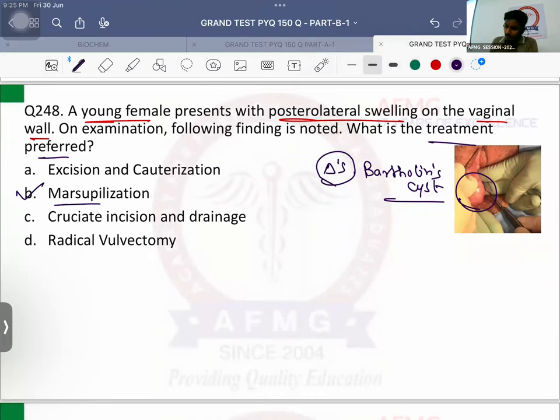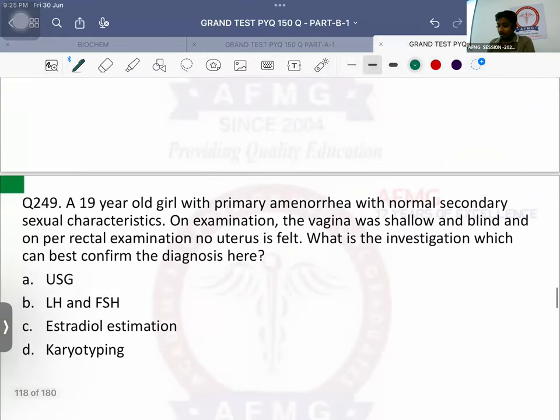Treatment is marsupialization. That means give an incision, drain all the fluid, and then suture the margins on the side itself. That is marsupialization to prevent recurrence.